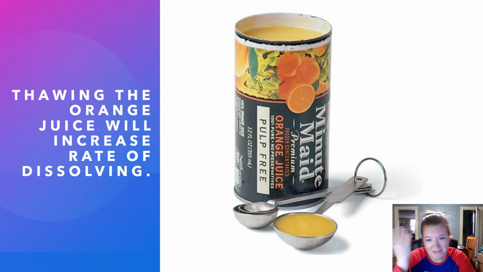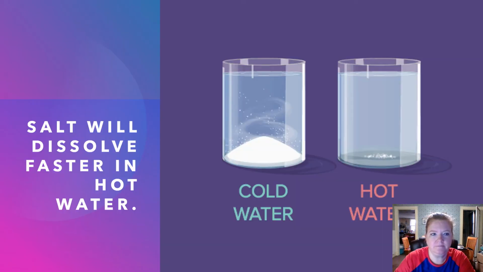Also, if I wanted to make this orange juice, I would thaw it first, right? Trying to get it to dissolve when it's frozen, oh my goodness, takes so long. So warm it up, right? So salt or sugar, whatever, it's going to dissolve faster in hot water.